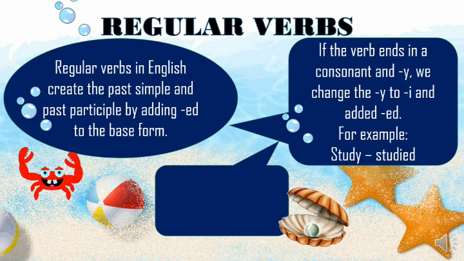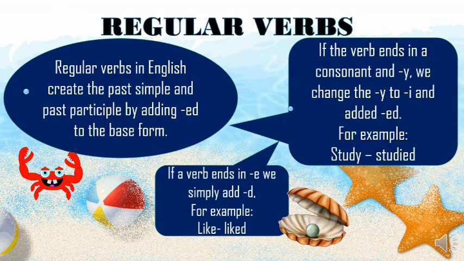Is it clear? Okay. So what we are saying is, if we have a Y, we change it to I. So look here, study. You know what study is, right? Study, you have a Y at the end. Can you see that Y at the end? What we are doing is we remove that Y from the end and replace it with IED. Then we say studied in the past tense form. Is it clear? Yes.